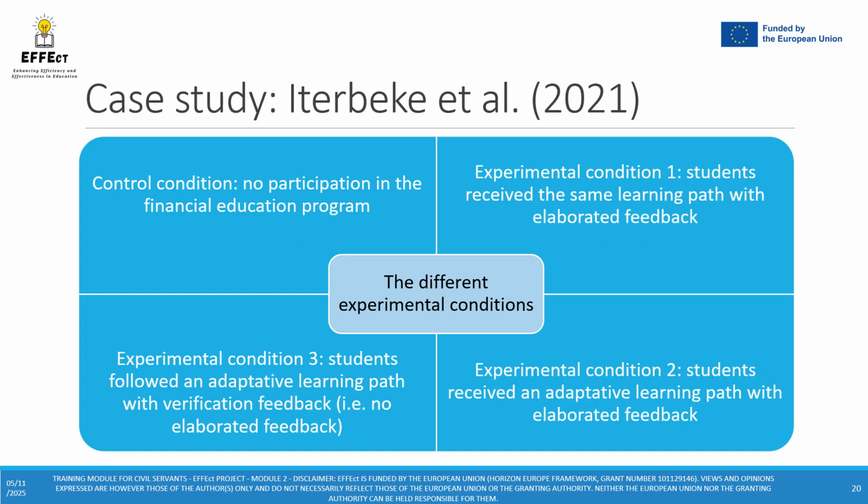Let's have a look at the 4 different conditions to which a study participant could be assigned. First, a study participant could be assigned to the control condition, which means that they simply did not participate in the financial education program. Then, a study participant could also be assigned to the first experimental condition, in which they received the same learning path with elaborated feedback. If a student was assigned to the second experimental condition, they received an adaptive learning path with elaborated feedback. And if they were assigned to the third experimental condition, the students followed an adaptive learning path with verification feedback. In this context, verification feedback was simply that the task was solved correctly or incorrectly, whereas elaborated feedback was more detailed.